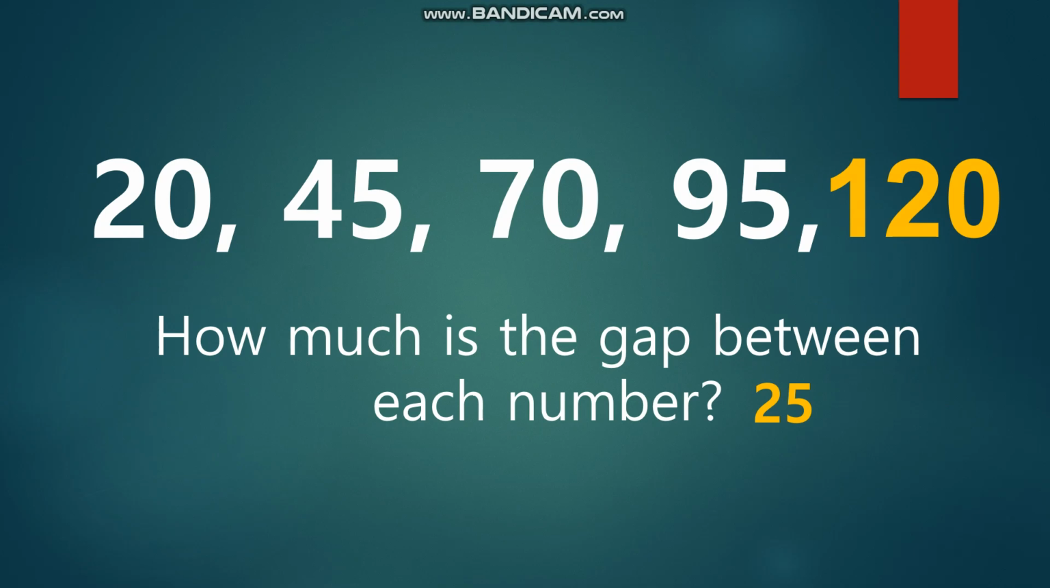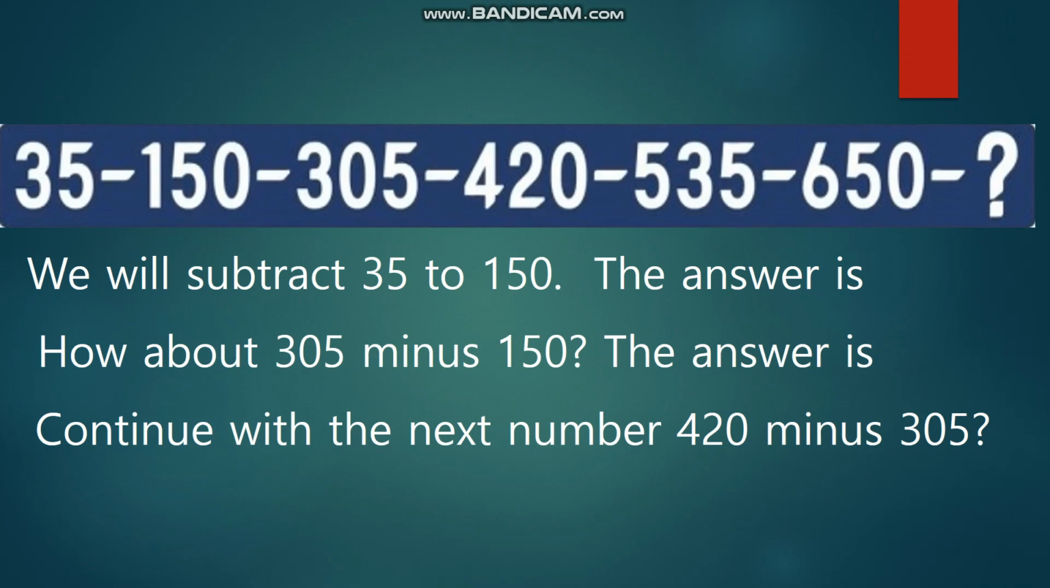The logic is totally the same as this example. The sequence of these numbers also increases with the same gap between each number. Let's check. We will subtract 35 from 150. The answer is 115. How about 305 minus 150? The answer is 155. Continue with the next number. 420 minus 305. The answer is also 115, the same as the first.